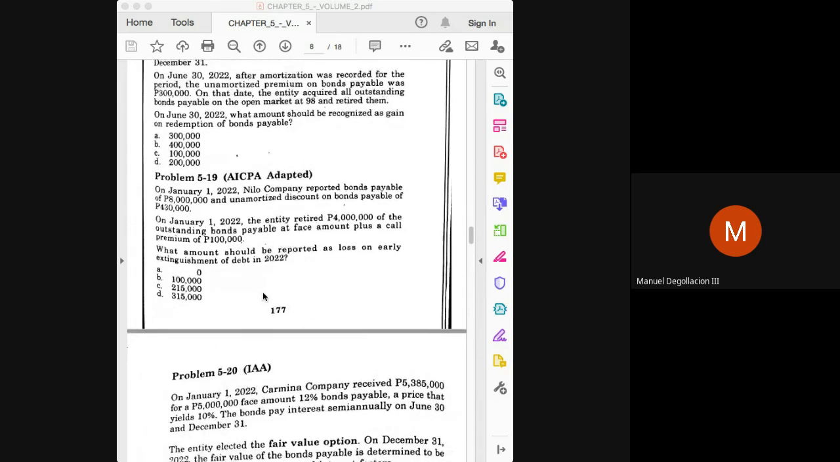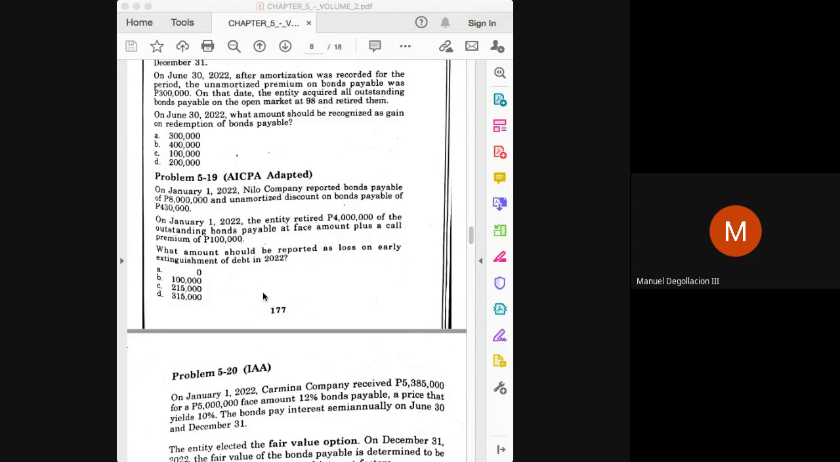Problem 5-19. On January 1, 2022, Nilo Company reported bonds payable of 8 million and unamortized discount on bonds payable of 430,000. On January 1, 2022, the entity retired 4 million of the outstanding bonds payable at face amount plus a call premium of 100,000. So the redemption price is 4 million plus 100,000, which is 4,100,000. We already have one of the two things that we need.